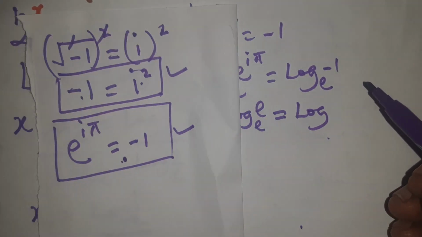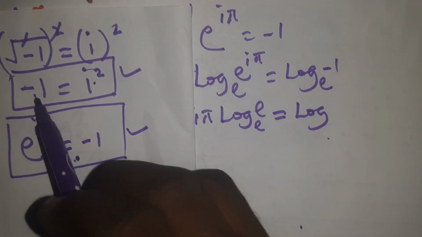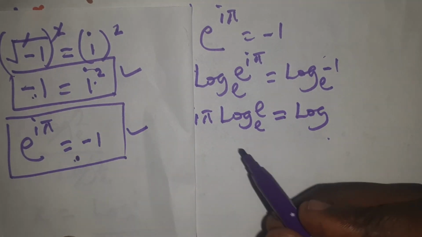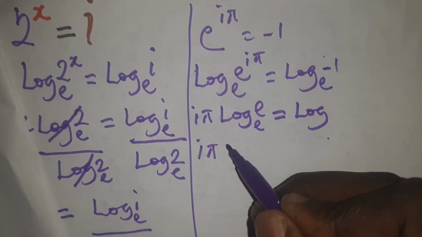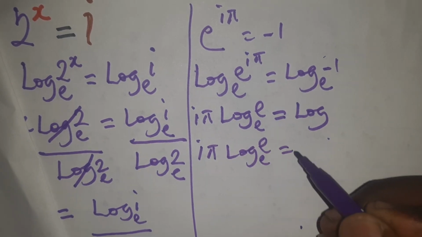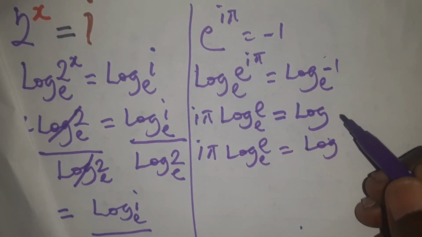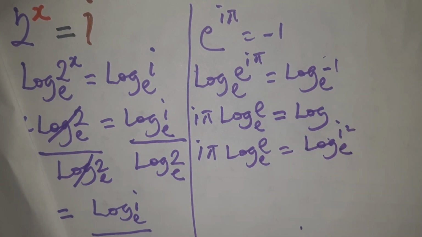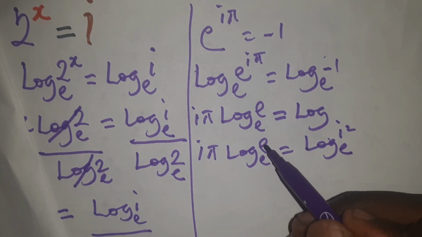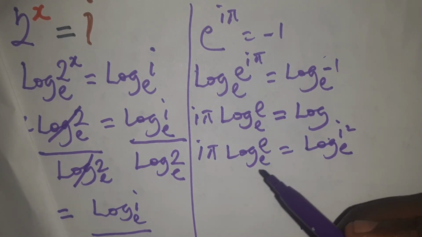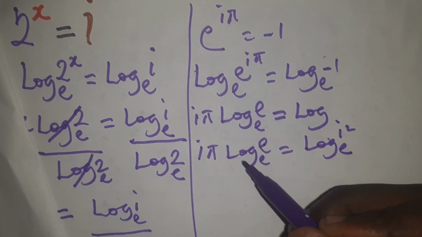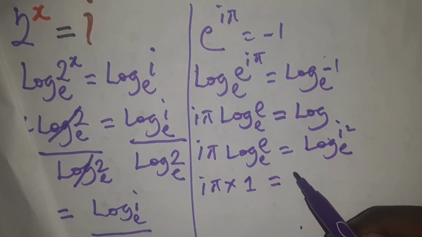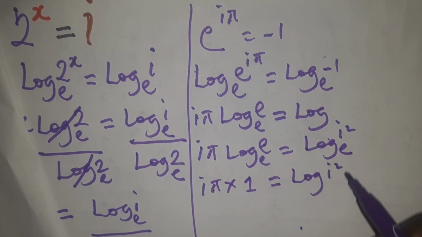Remember from the equation here, we have minus 1 equals i squared. So I'm replacing this minus 1 with i squared. So I now have i pi log e to the base e equals log i squared to the base e. Then of course, when the number and the base are the same, it means it's 1. So if you simplify this, you get 1. So I now have i pi times 1 equals log i squared to the base e.